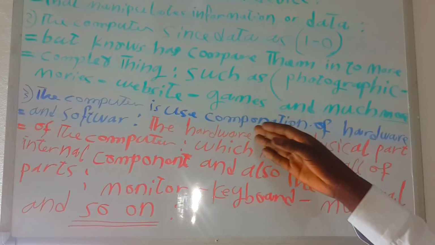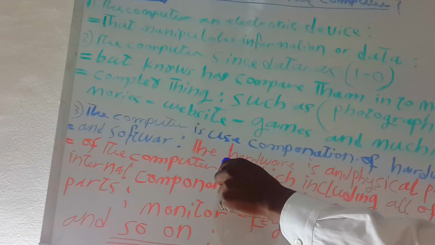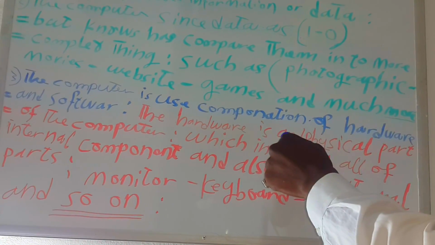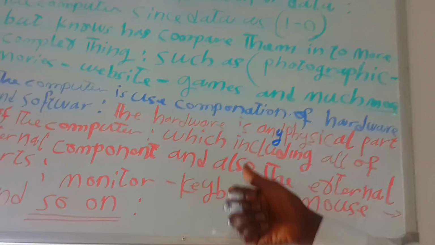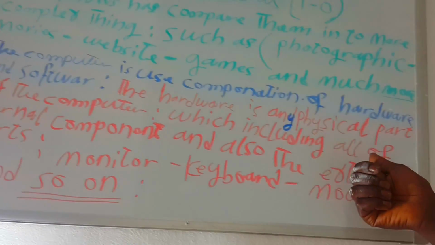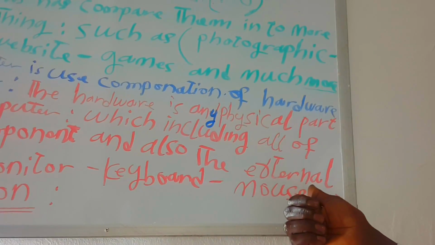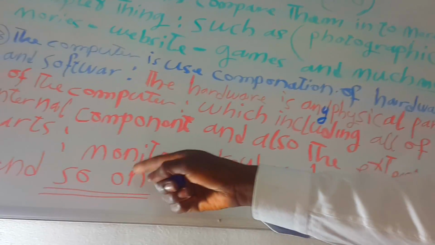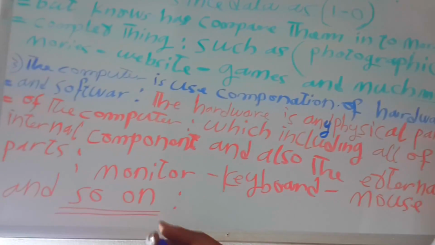The computer uses a combination of hardware and software. The hardware is anything physical. It is any physical part of the computer, which includes all of the internal components and also the external parts. For example, memory, keyboard, mouse, and so on.